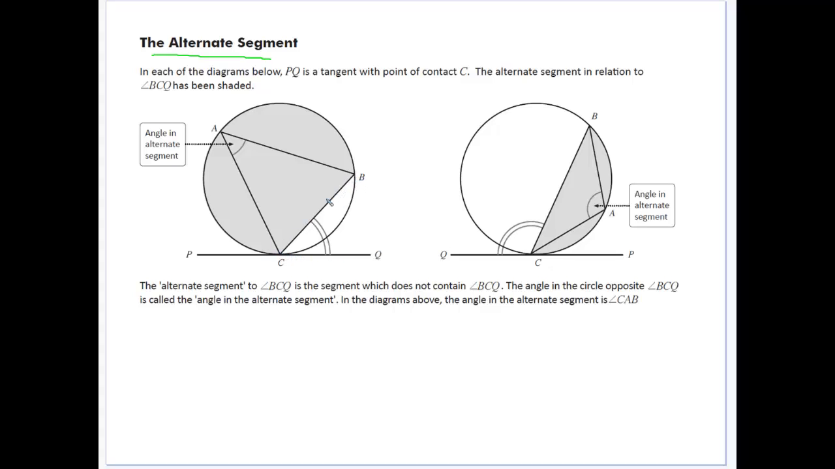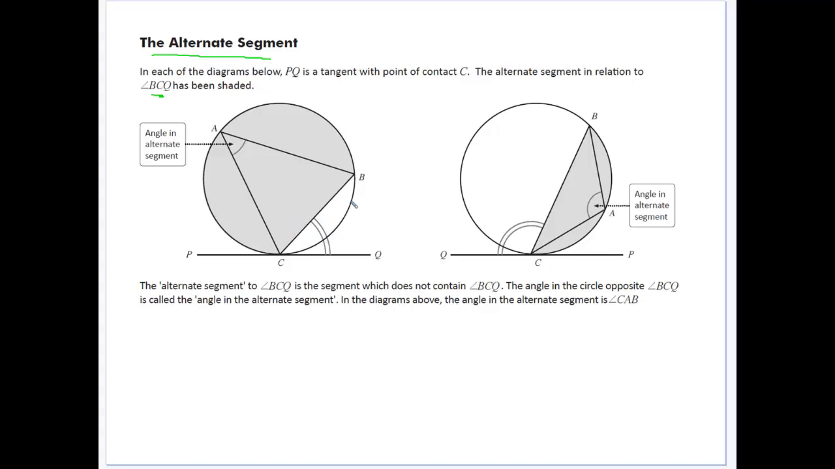Now, remember when we draw a chord in a circle, we cut our circle into two parts, and those two parts we call segments. So if we have a look at the major segment we've got here, and then the minor segment there. So what we do once we create BCQ, this angle here, then what we create is what we call the alternate segment.